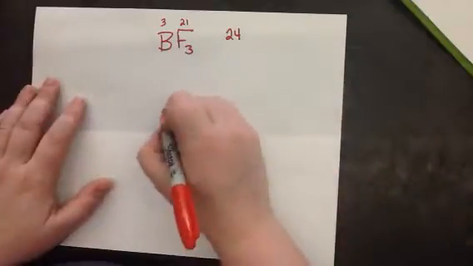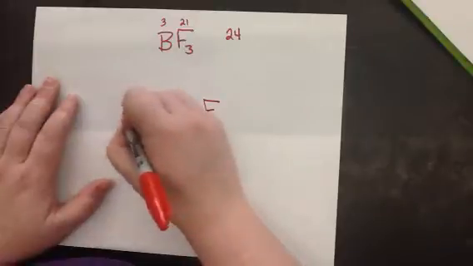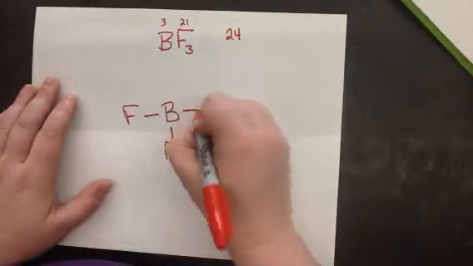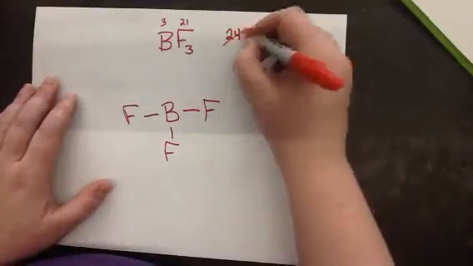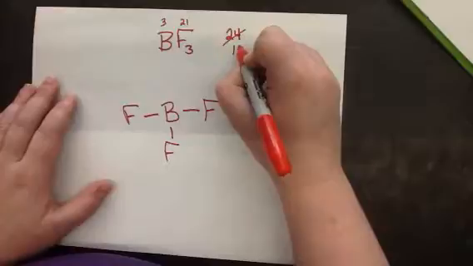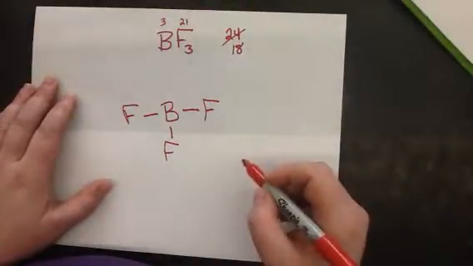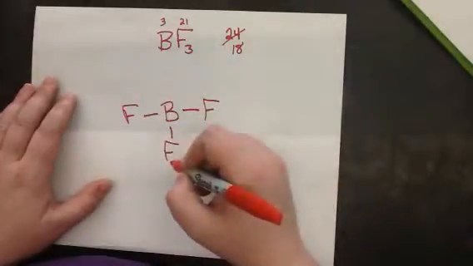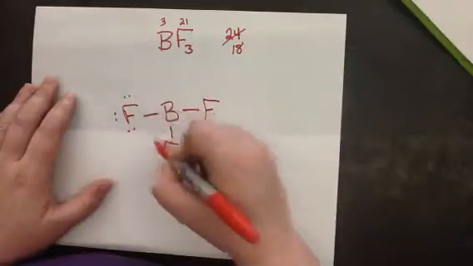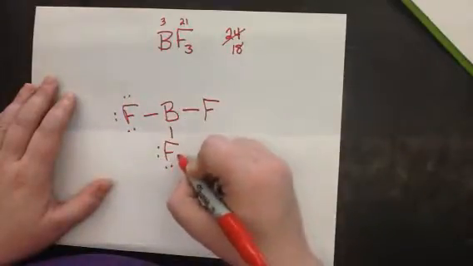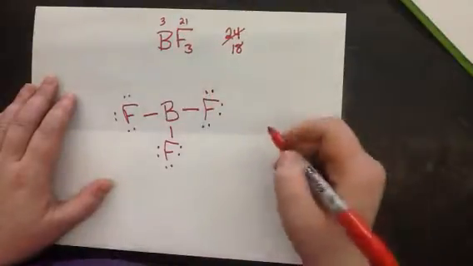The skeleton diagram, we've got boron in the middle, the fluorines around it, and then single bonds to connect those. Each of those single bonds is 2 electrons, so we're down to 18 electrons left. And we put them on the outer atoms first. So 1, 2, 3, 4, 5, 6, 7, 8, 9, 10, 11, 12, 13, 14, 15, 16, 17, 18.